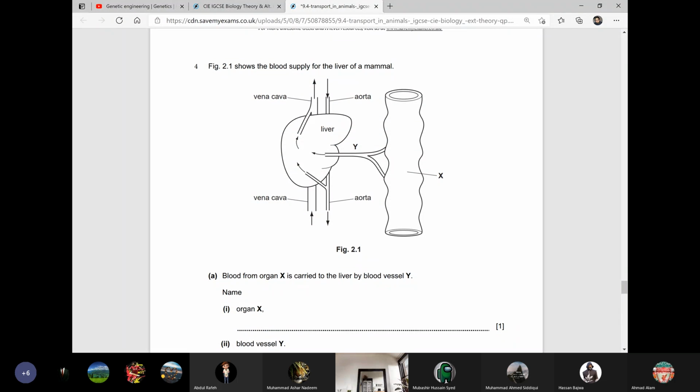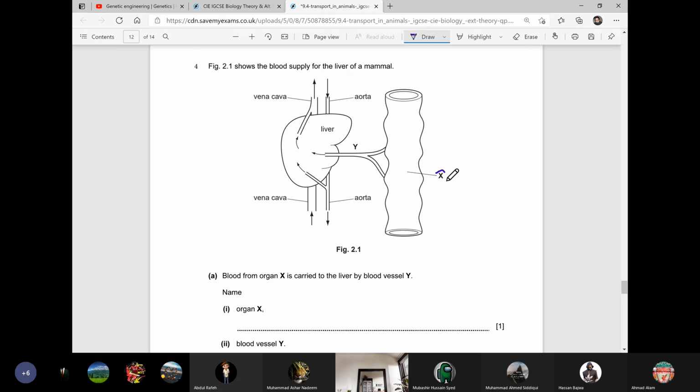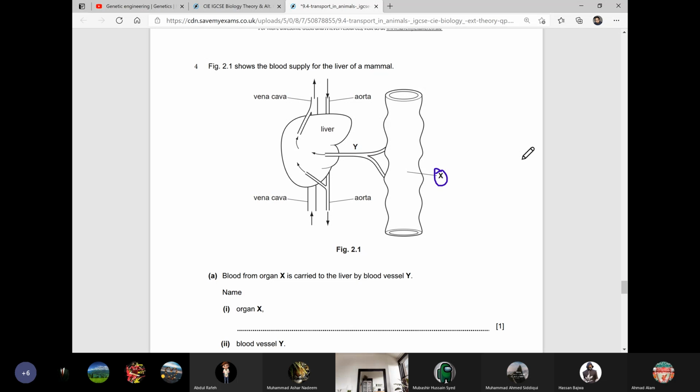What is the name of the organ X, boys? What is the name of this organ? It is the intestine. And what is the name of the blood vessel Y? Hepatic portal vein. All right, boys.